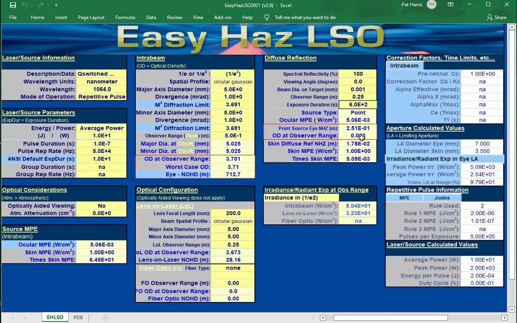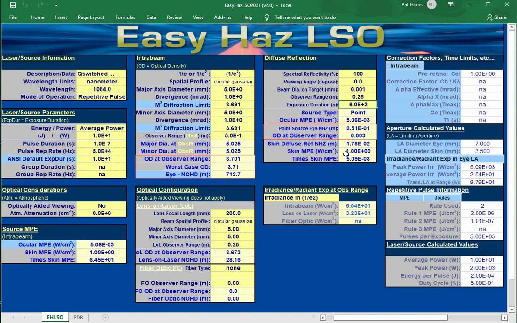So we really don't have an OD at observer range, but if we were running this in more of an open beam situation right around where our mark is, of course we'd want our operator wearing eyewear. It'd be a little short-sighted if we didn't do that. We can look at the scan information here for diffuse reflection, and we can see that there's nothing to worry about here. We're well under 1, so there's no diffuse skin hazard from this unit.